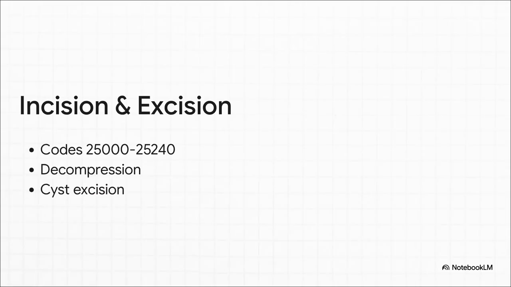So how does this apply to the CPT book? Well, the very first codes in this section, 25000 to 25040, cover your basic incisions and excisions. These are minor but highly effective actions. For instance, a surgeon might perform a decompression fasciotomy to relieve crushing pressure inside a tight muscle compartment. Or they might simply go in to excise, which just means surgically remove, a benign cyst from the wrist bones. These are basically your foundational entry-level wrist procedures.